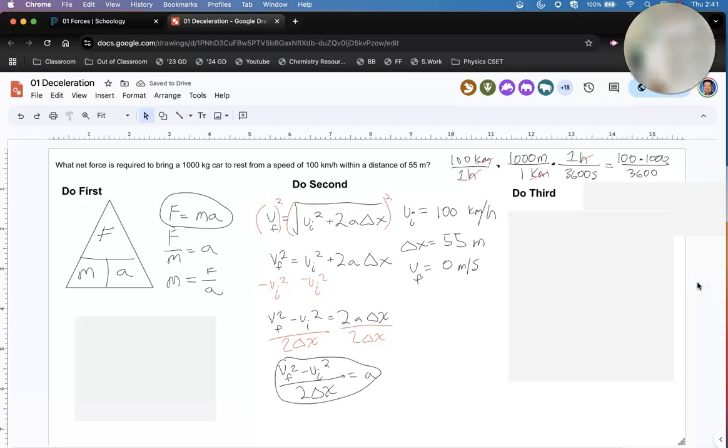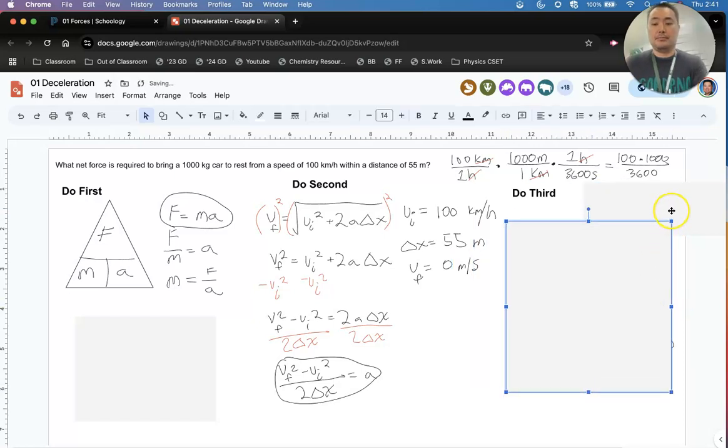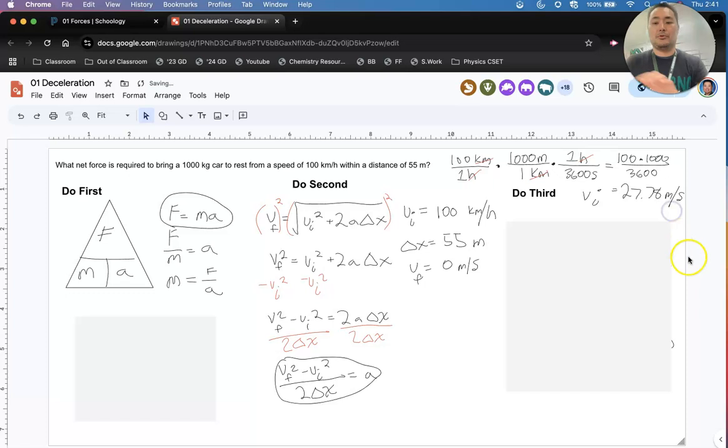I'm going to have a student do the math for us. I'm going to call on Carolyn. Grab a calculator and give me 100 times 1,000, hit equals, then divide it by 3,600. 27.78. And that's meters per second, no longer kilometers per hour.